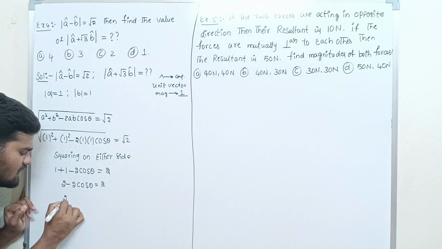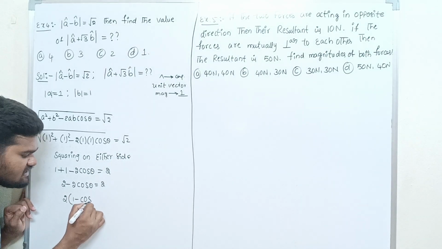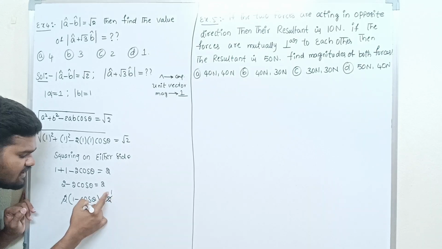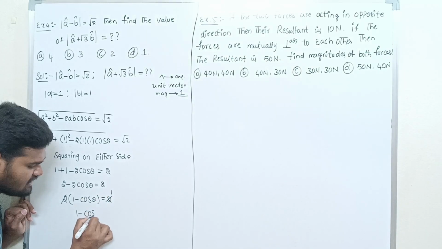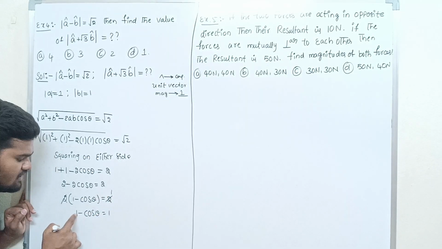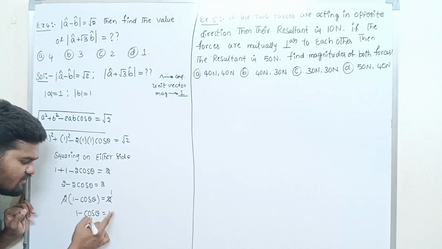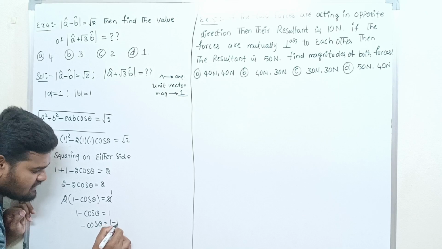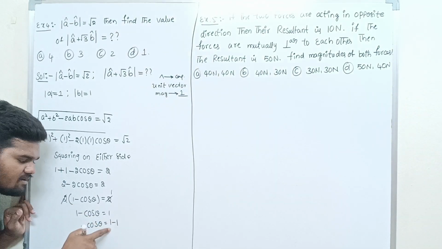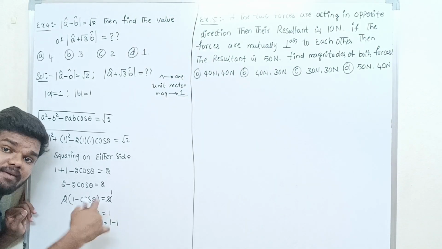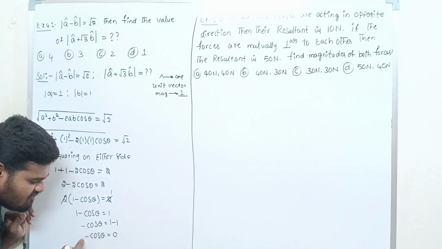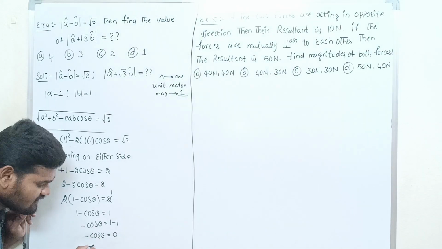Okay, so take the 2 common, you will get 1 minus cos theta is equal to 1. If this plus 1 goes to that side, it becomes minus 1, so minus cos theta is equal to 1 minus 1, which is 0. So minus cos theta is equal to 0.